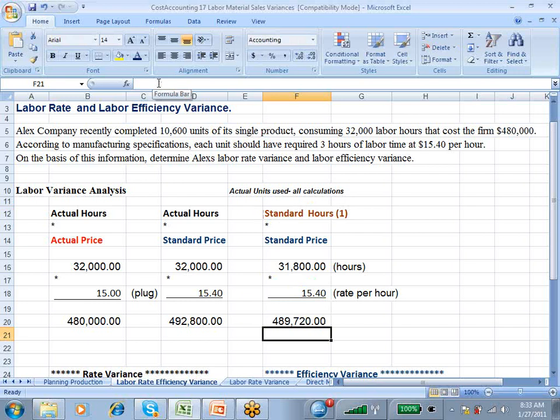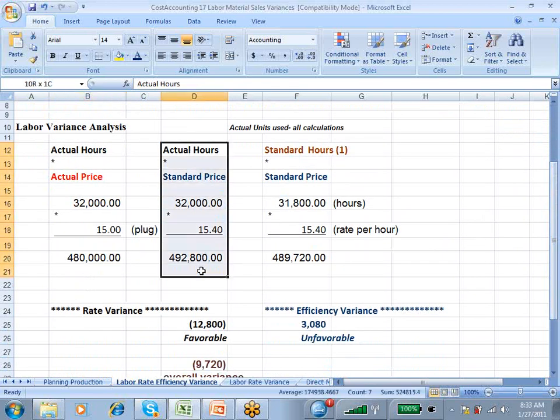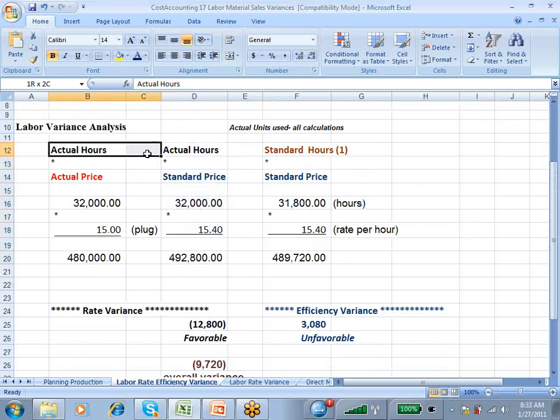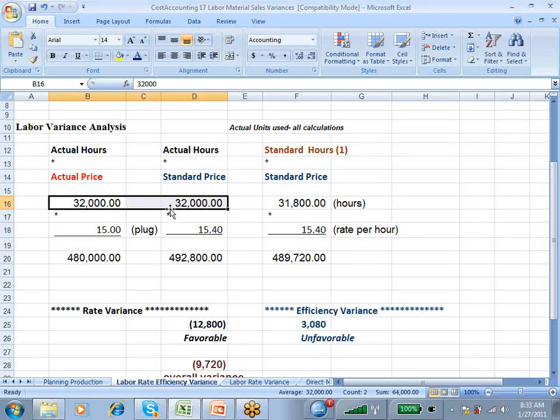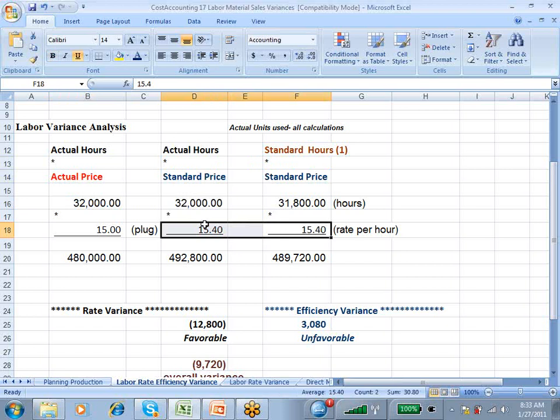Before we go any further, we can already see that what we planned on in total dollars is lower than what we actually ended up with in terms of hours and price. Now we have the column in the middle here. And you'll notice that in black I have standard hours because we used 32,000 as the hours in both cases. And in blue I have standard price because you'll notice that the standard price is used in both calculations.